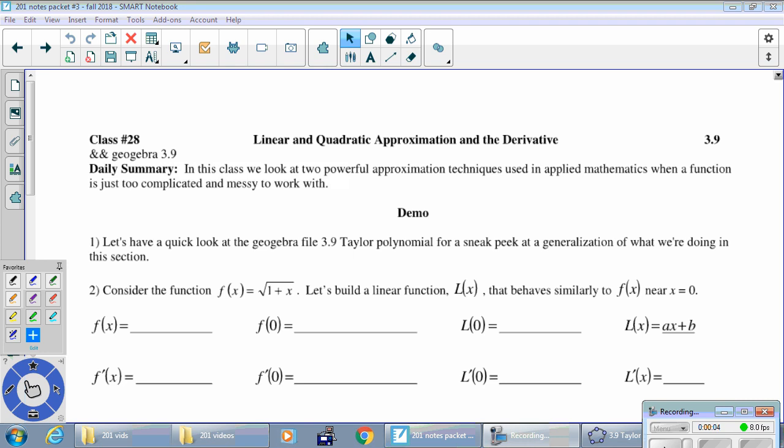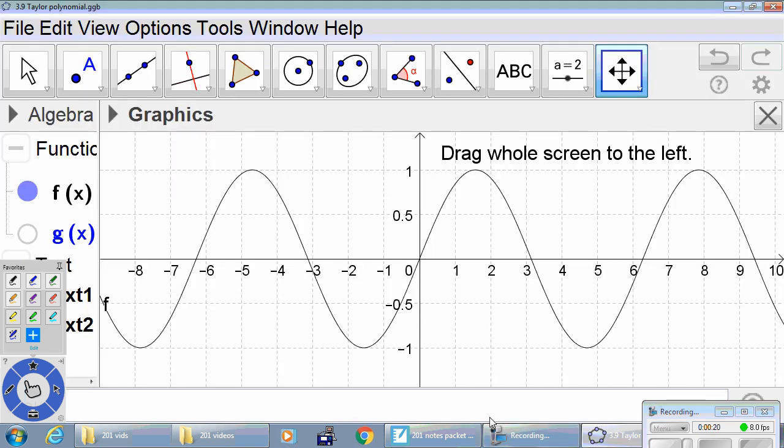Lesson 28 demo. In this class, we look at two powerful approximation techniques used in applied mathematics when a function is just too complicated and messy to work with. Let's have a quick look at the GeoGebra File 3.9 for a sneak peek at a generalization of what we're doing in this section. So here's the file, and I've got some function graphed here, and your job is to guess what function this is.